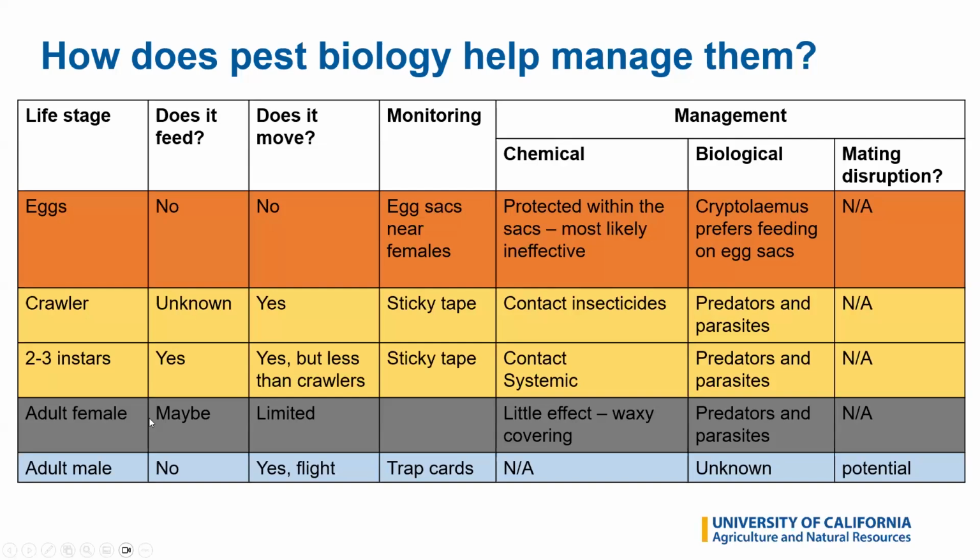For adult females, they move. Feeding is not very well understood. Chemicals, they have a thicker covering, so may have little effect, but the predators and parasitoids, especially Cryptolemus, feed on them. For adult males, they fly, and they can be monitored using trap cards. Chemicals, they don't live for long, probably 2-3 days, so there is no point. But mating disruption is a potential option, confusing males so that they don't find the female and mate with it.